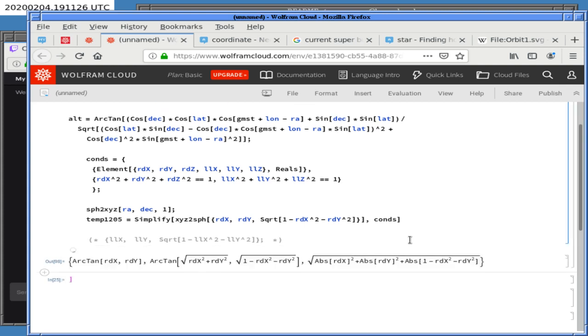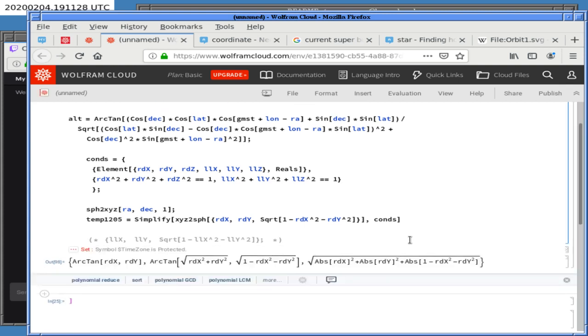Okay, here we go. And for some reason, In[25] is trapped within the xyz to sphere, right? Square root, data, end, conditions. Alright, we'll ignore it for now because we don't really need it.